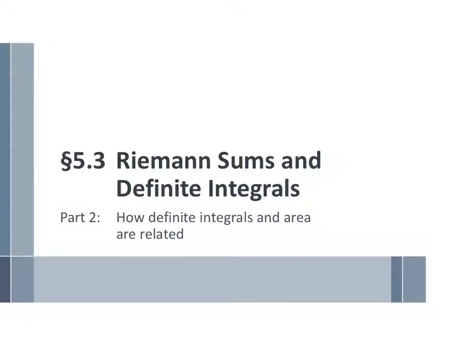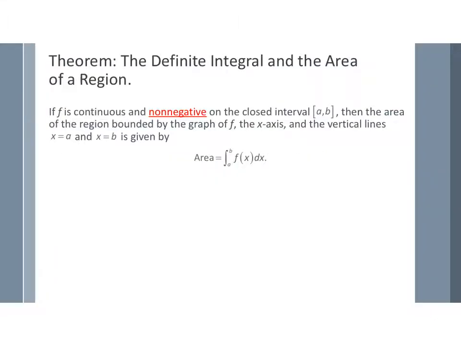In this lesson, we're going to learn how the definite integral is related to area. The first thing to note is that a definite integral does not always relate to an area of a region. But if our function that we're integrating is continuous and non-negative on a closed interval, in other words, the function is at or above the x-axis, then the region that is bounded by the function, x equals a, x equals b, and the x-axis has an area that corresponds to the definite integral from a to b of f of x.